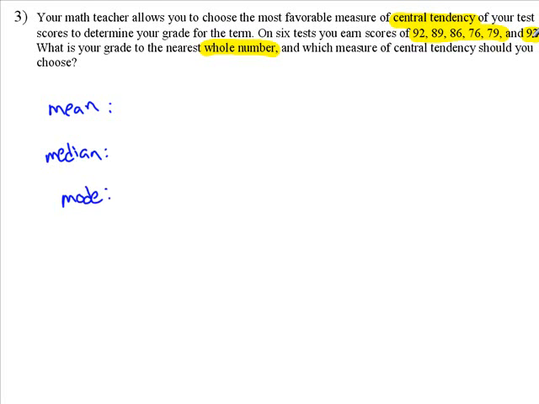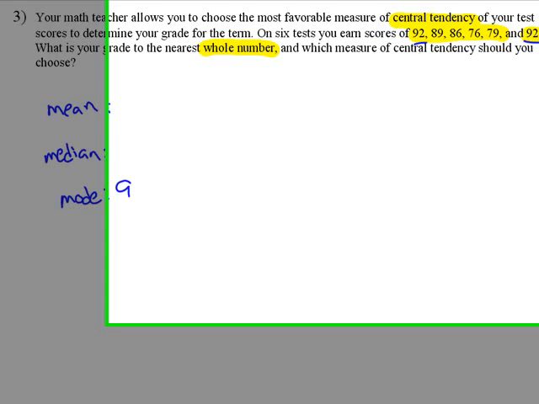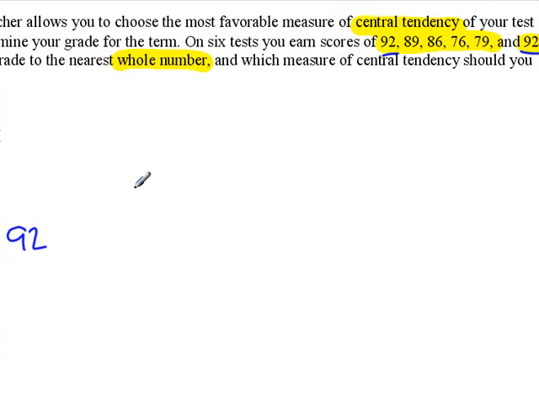Well, if you're lazy like me, you're going to do the easy stuff first. There's 2 92s, nothing else repeats itself, so 92 is the mode. We're done with that. The mean, if we just add them up and divide by 1, 2, 3, 4, 5, 6 things, I got 85 2/3.